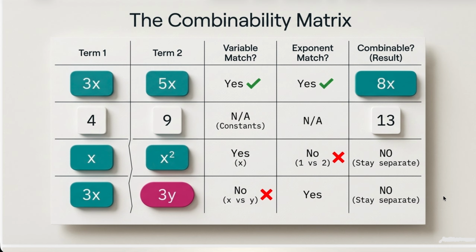This slide shows when terms can and cannot combine. 3x and 5x can combine because the variable matches and the exponent matches. Constants like 4 and 9 can combine also. But x and x squared do not combine because even though they both use x, the exponent is different. And 3x and 3y do not combine because the variables, the x and y, are different.